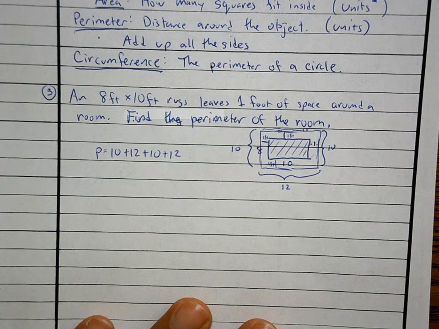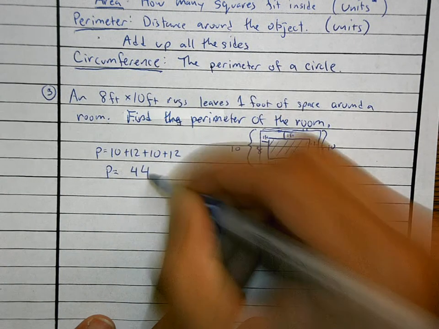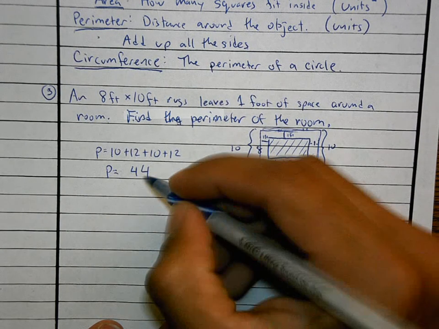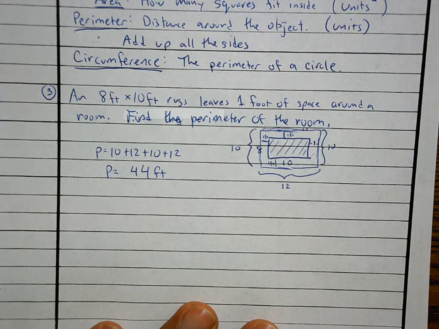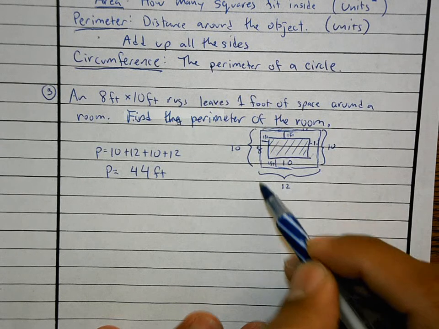I believe the perimeter is 44. And what are we measuring this in? I'm just curious. So, feet. Is it squared? Nope, it's just a distance. We're saying it's 44 feet around.